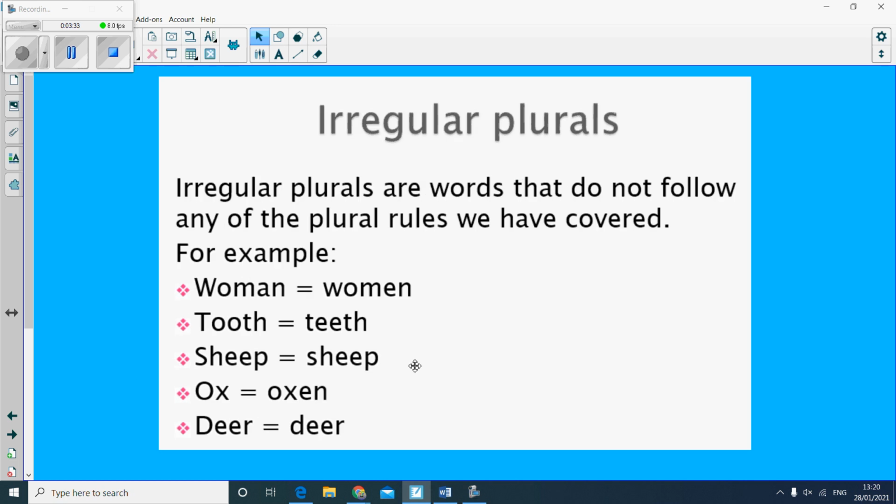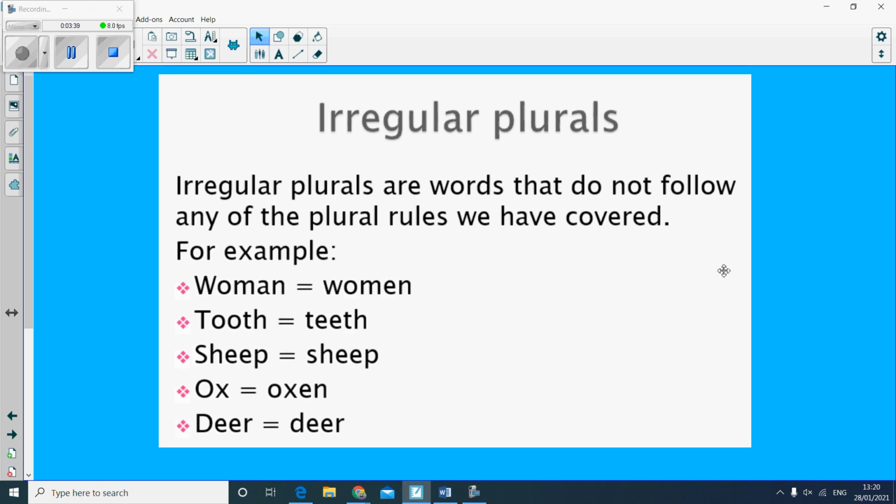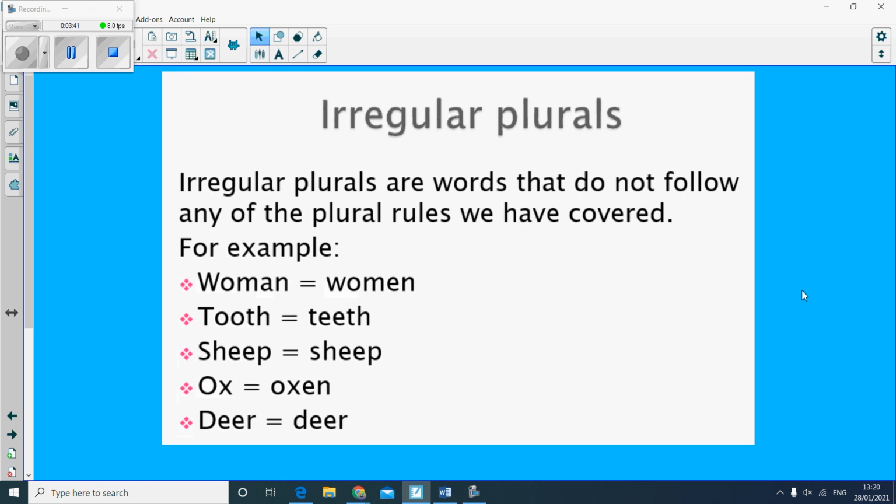Here are some irregular plurals. So these words completely change when we make them into plurals, and sometimes they stay exactly the same. So for example, woman becomes women. We have one tooth, but we have 3 teeth. Sheep stays exactly the same. There's one sheep in the field. There are many sheep in the field. Ox, though, changes to another word, oxen. And once again, just like sheep, deer is the same singular and plural.